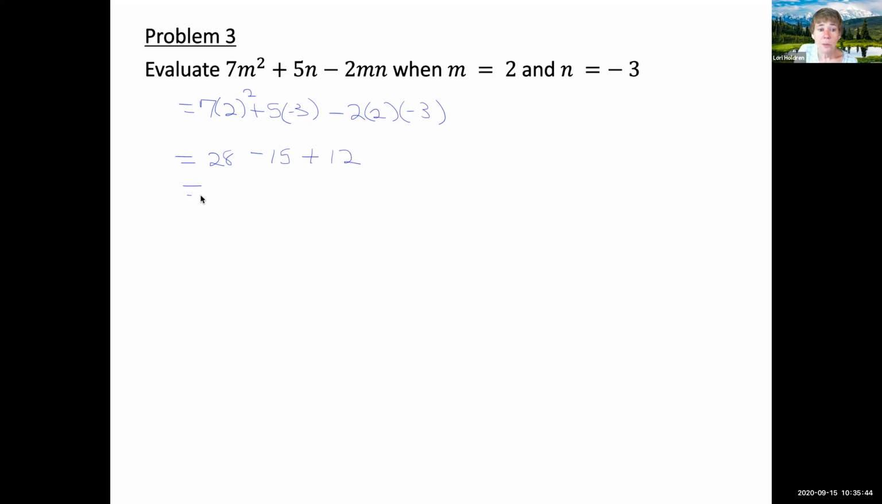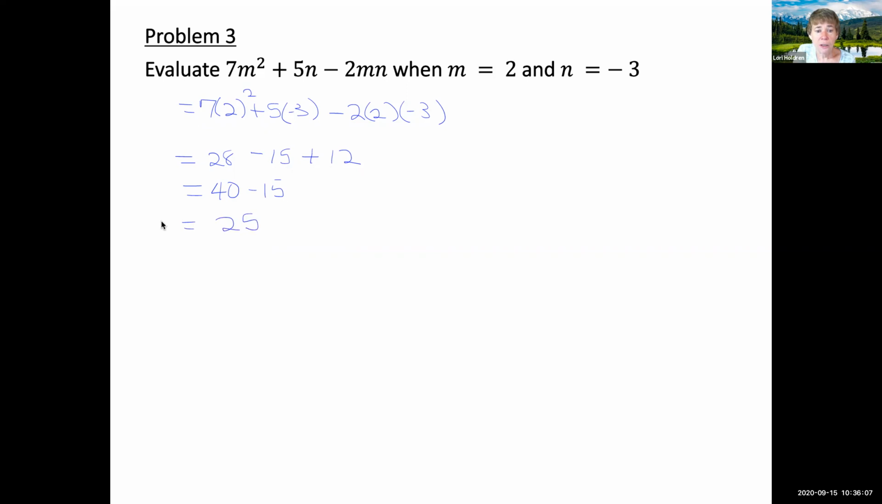Now, at this point, you might choose to add the two positives together and then subtract, or you can do it from left to right. It's up to you. I'm going to add the 28 and the 12, and that would be 40. And just do the subtraction once. 40 minus the 15 would be 25.